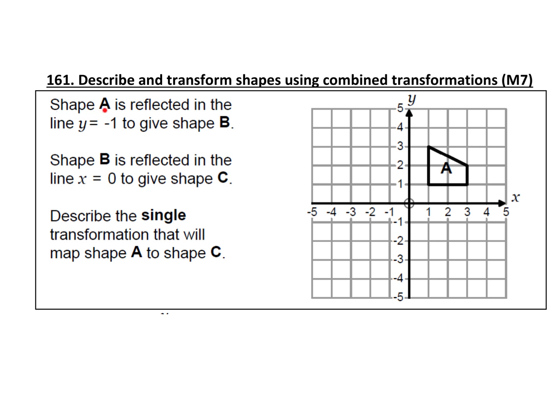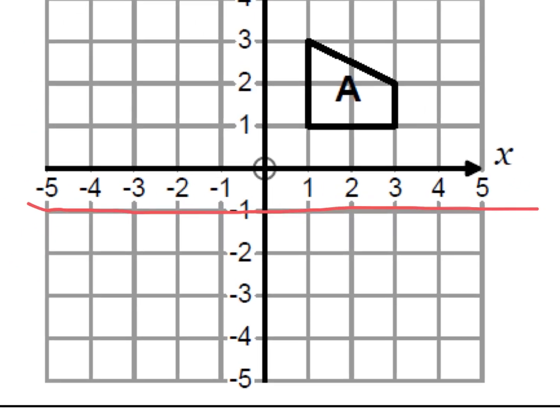We have to begin with shape A is reflected in the line y equals -1 to give shape B. So y equals -1 is a horizontal line going through the y-axis at -1. If we reflect shape A in that line, very quickly, these 2 points here are both 2 away from the mirror line, so we need to go 2 below. So here and here.